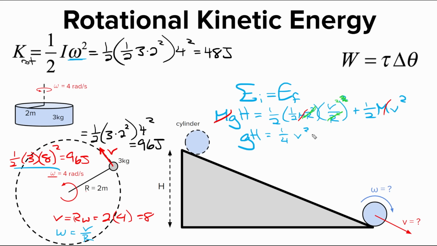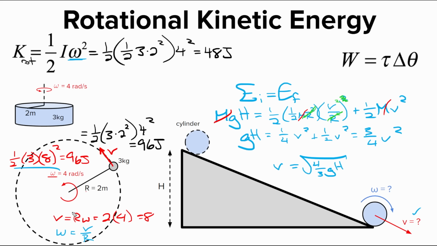This did get squared. Plus 1/2 of v squared, that's going to be 3/4 v squared. And then if we solve this for v, we're going to get the square root of 4/3 gh. That's what v is right here.